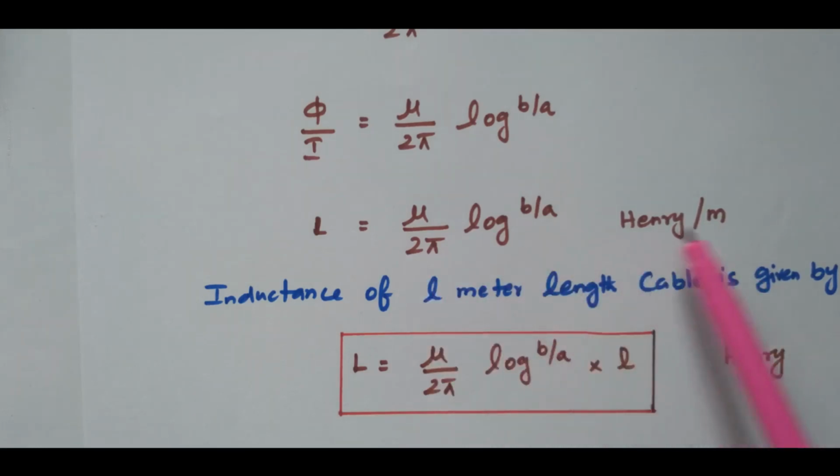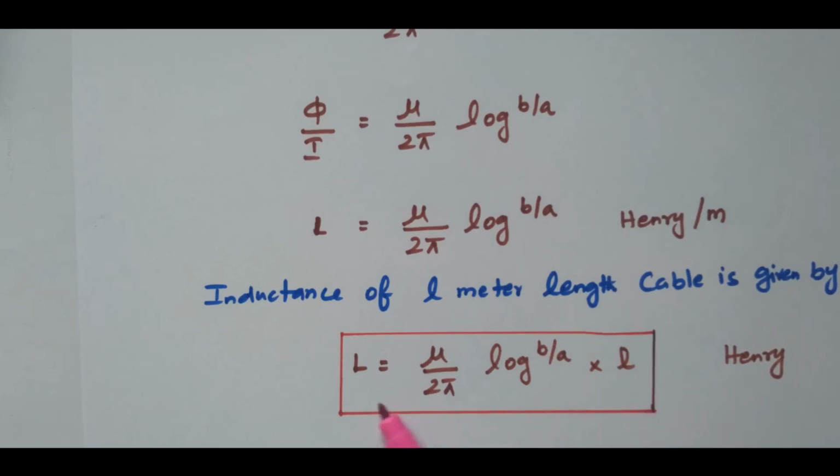So this expression is for 1 meter length of cable, so the unit is Henry per meter. Suppose you want to find the inductance of L meter length of cable, it is given by L equal to mu divided by 2 pi log b by a into L. You have to multiply with the length of the cable, so that the total inductance of the cable can be obtained. In this case the unit will be Henry.